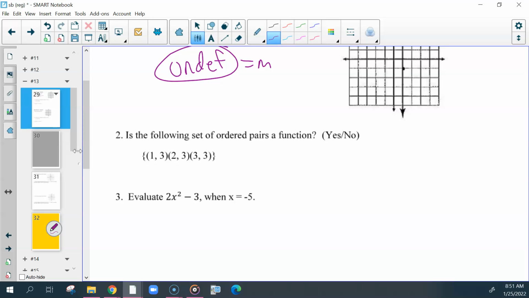I heard no, I heard yes. Peyton, I know. Because they all have the same y. Does that matter? X-axis. It only matters if the x is different. So the x is different, so this is a function.